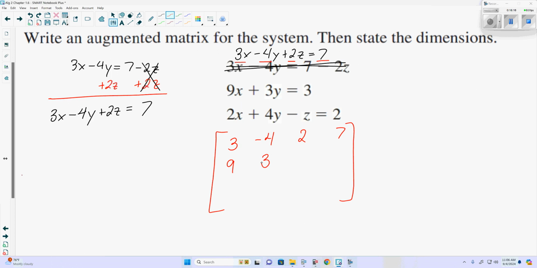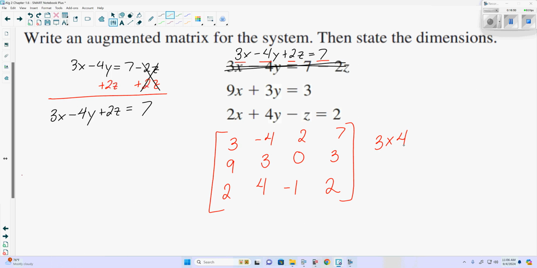Our number from z is not there. So what's the only number that will make something disappear? 0. If a variable is not listed, it's understood to be 0. And then we would have 3. And our last row would be 2, negative 1, 2. So the number of rows by columns would be 3 by 4. And that's it.